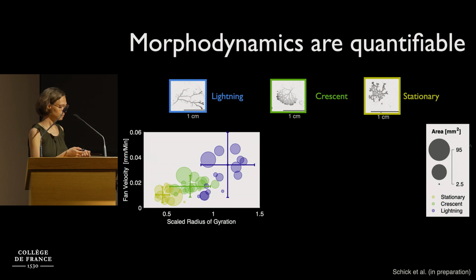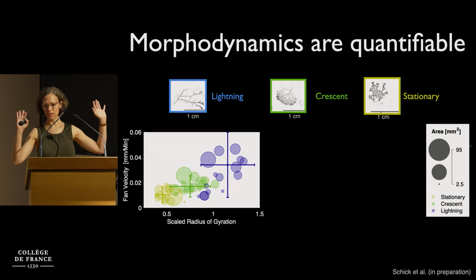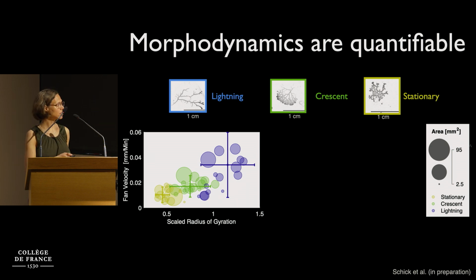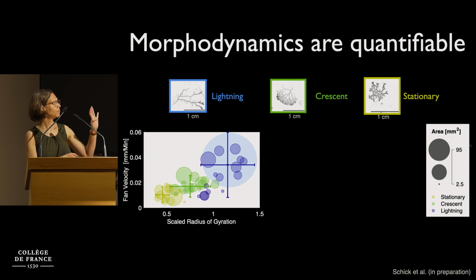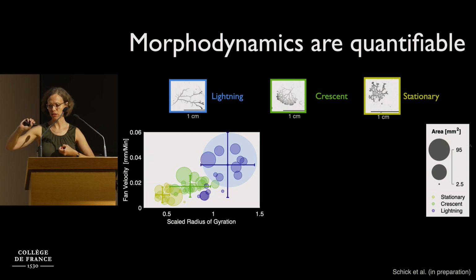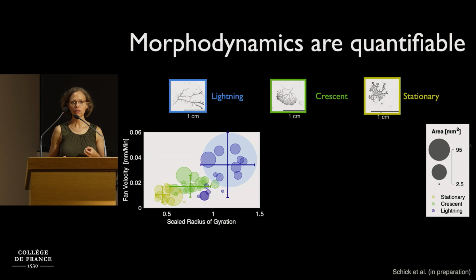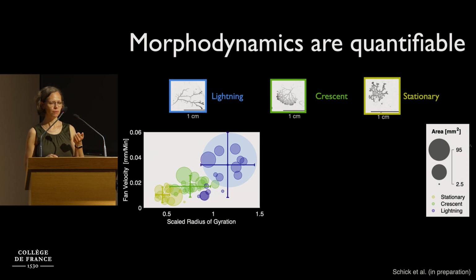If we now measure all these networks that we found on our plates, we see that the stationary state is rather slow and symmetric in shape. Then the crescent is a little faster and a little more extended. And eventually, the lightning state in blue is the fastest and has the most extended shape. And we can further quantify the shape of the network, and they're nicely correlated, right?